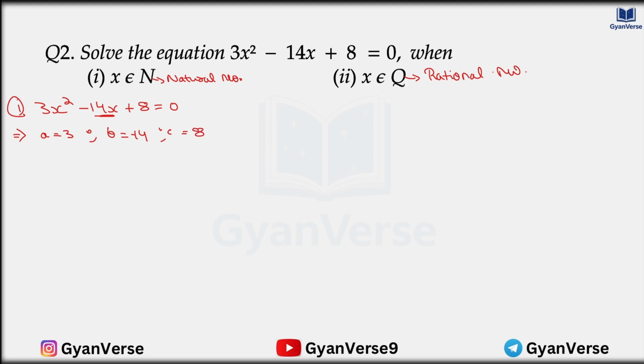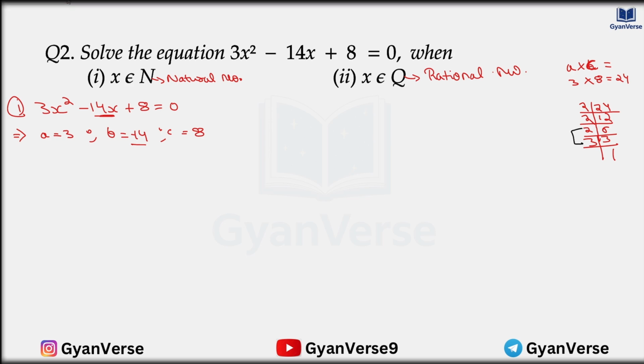Now you have to find the prime factors of a into c. What is a into c? a into c is 3 into 8, that is 24. So you have to factorize 24. I'll factorize 24 quickly: 12, 6, 3, and 1. Now I will use these factors and make any two numbers whose sum will be equal to minus 14 and the product will be equal to 24.